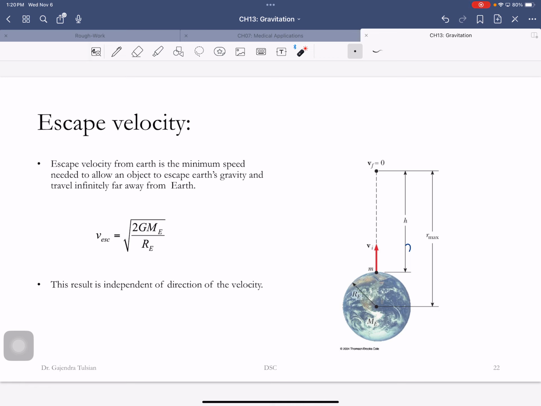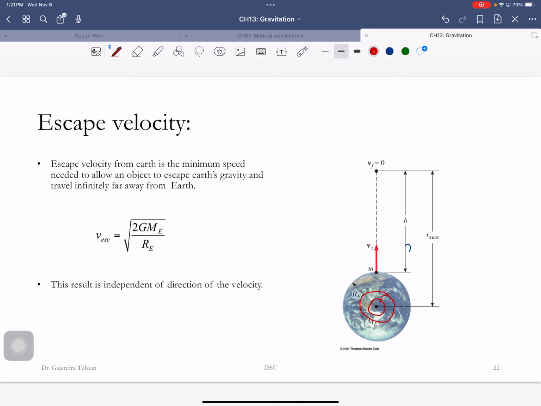Let's take this object and squeeze it. I'll take the Earth and just squeeze it. What happened to the escape velocity from the surface of the Earth? You decreased R, so the escape velocity got bigger. I'm going to squeeze it more. It got bigger.